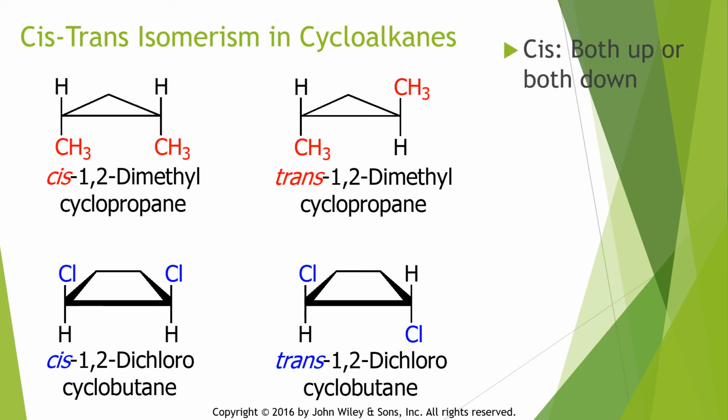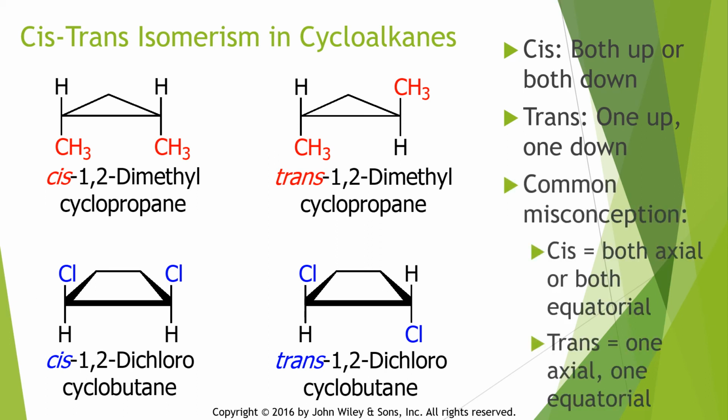So there's a common misunderstanding with cis and trans. Cis means both up or both down. Trans means that one is pointing up and one is pointing down. The common misconception is that cis means that both have to be axial or both have to be equatorial, and that's just not true, and it can be very misleading to think that way. So do not fall for that trap.